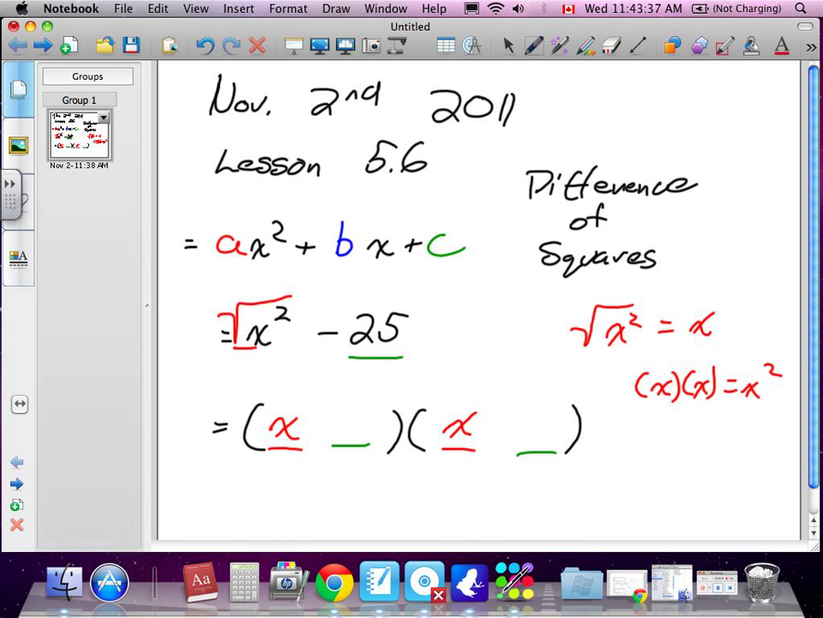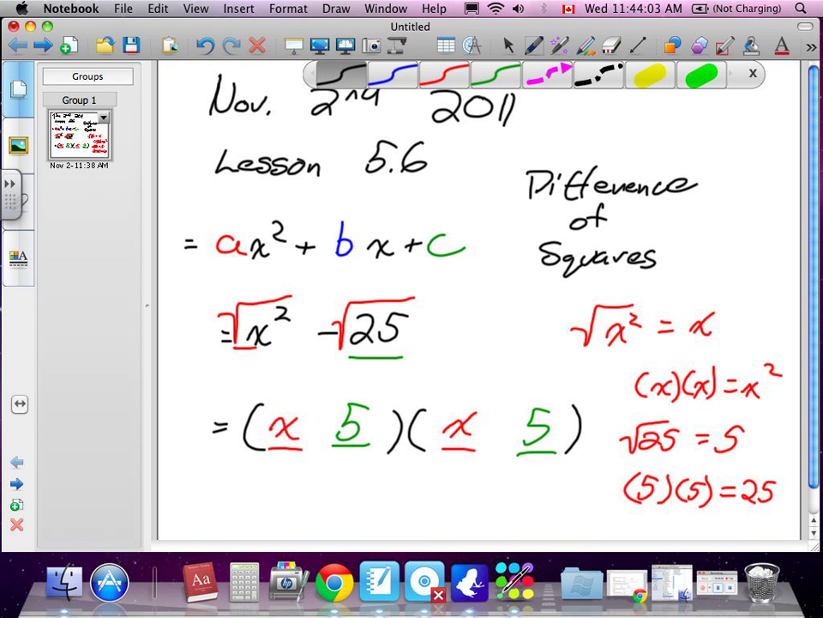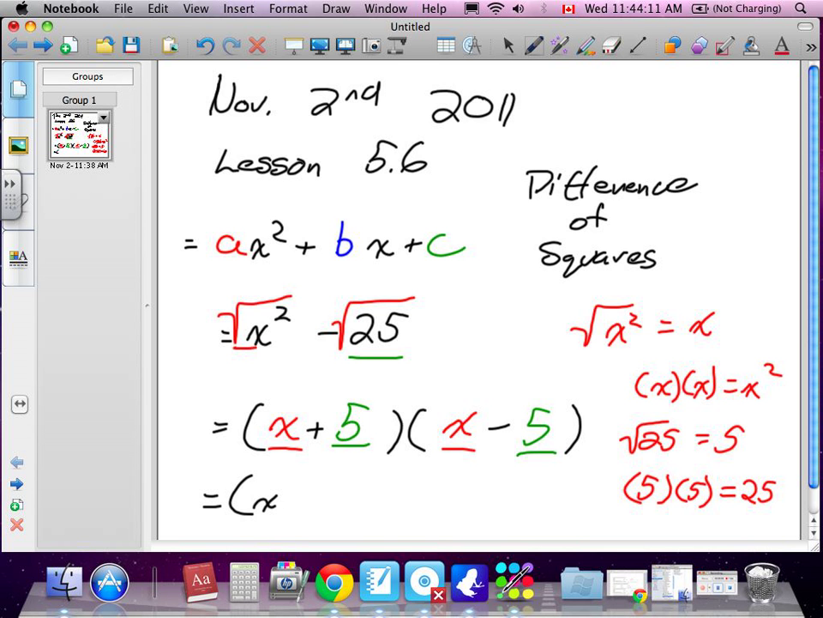Now, disregard this negative sign because we can't find the square roots of negative numbers. Square root of 25. What is it? 5. We know that 5 times 5 is 25. So, our second term in each bracket will be 5. Now, here's the only tricky part. I need to put an addition sign in one of the brackets and a subtraction sign in the other. So essentially our answer is x plus 5. I'm just doing it in black. It's the same as before, x minus 5. We're multiplying both by each other.